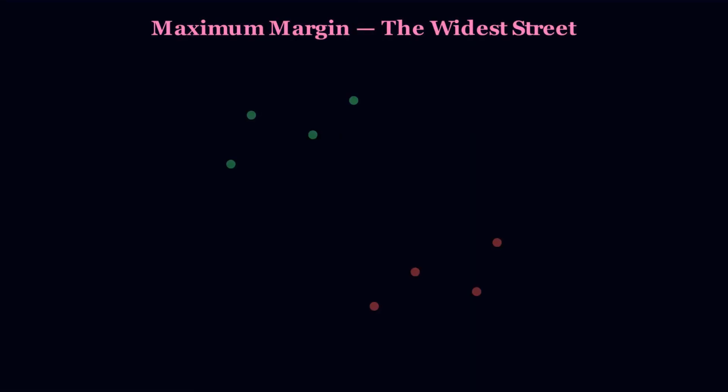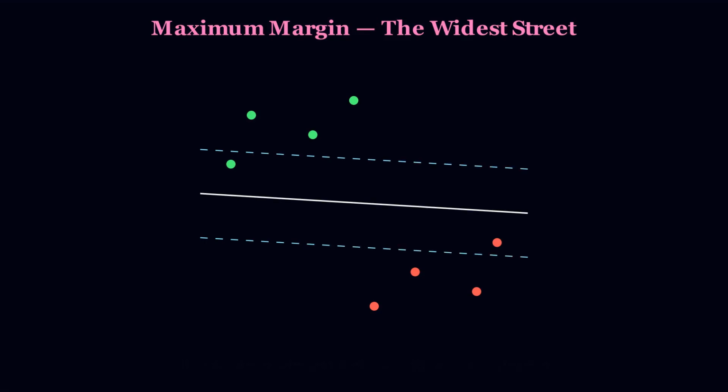Here's the SVM idea. Don't just draw a line between classes, draw the best one. Imagine the widest possible street you can fit between the two groups of points. The line down the middle of that street becomes your decision boundary. A wider street means more confidence and better generalization to new points. That's the maximum margin, the entire optimization SVM is solving.